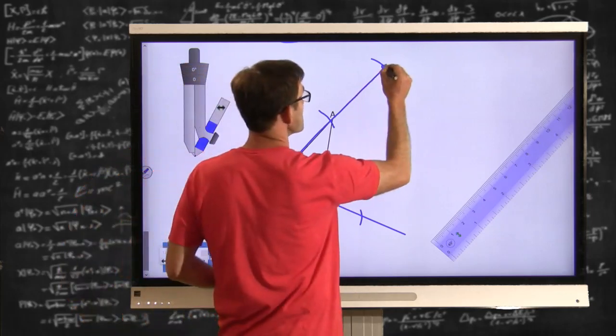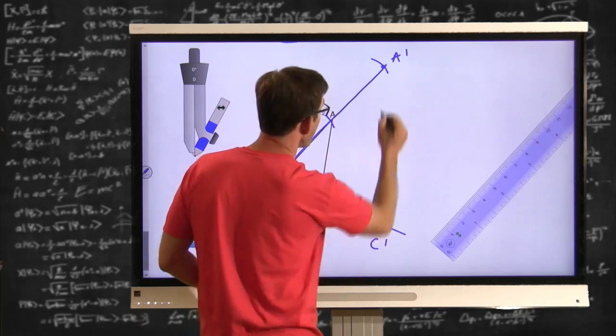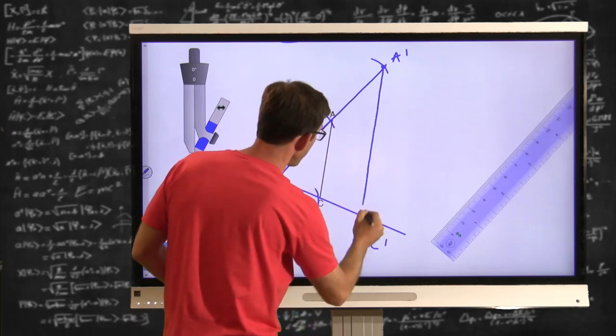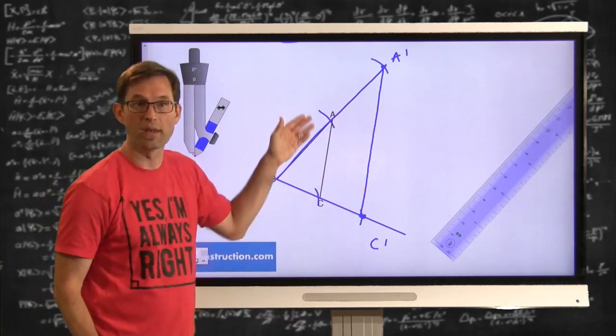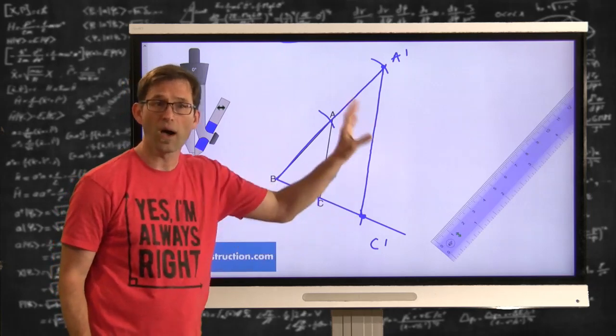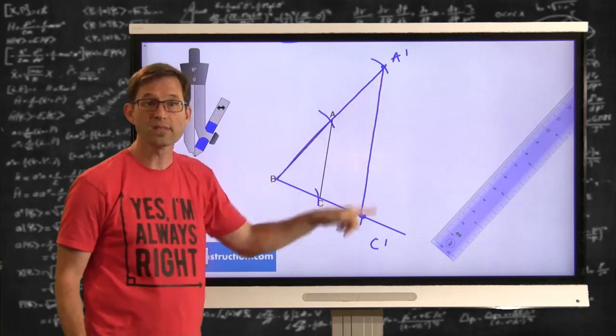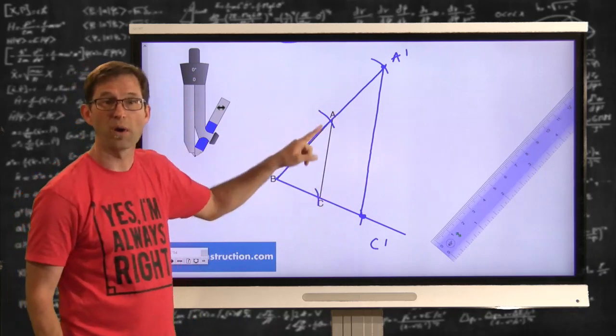This then becomes A prime. This becomes C prime. I then use my ruler to draw it in. And that would be the dilated segment AC. One of the things that's kind of cool is you can even see, I did an okay job kind of hand sketching it, A prime C prime is parallel to AC.